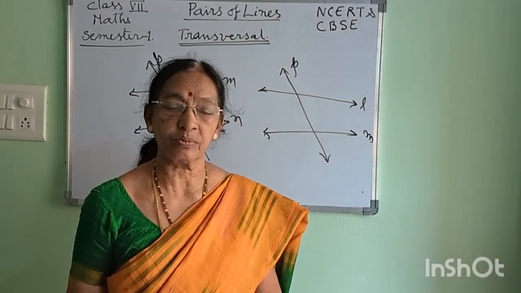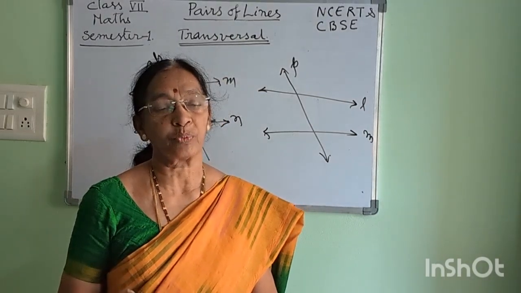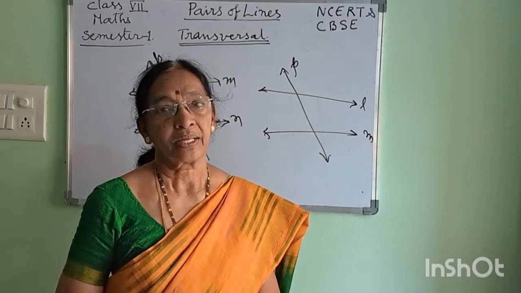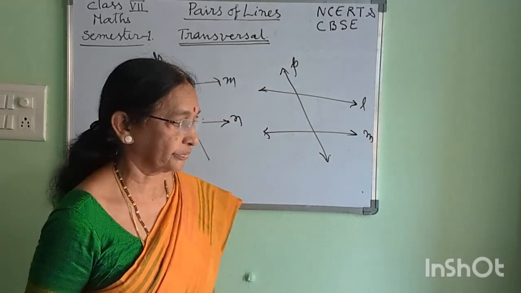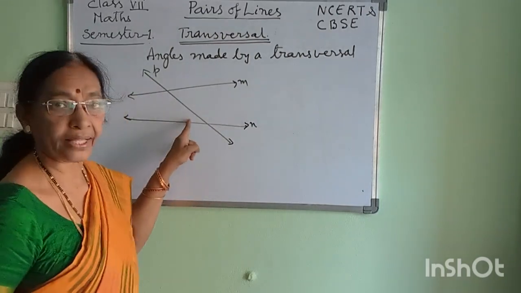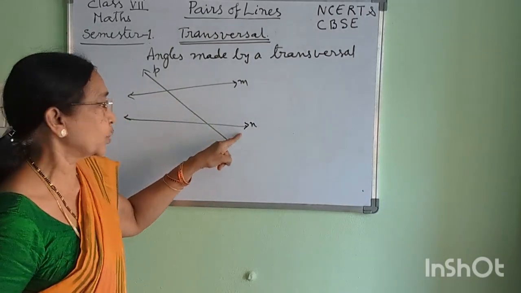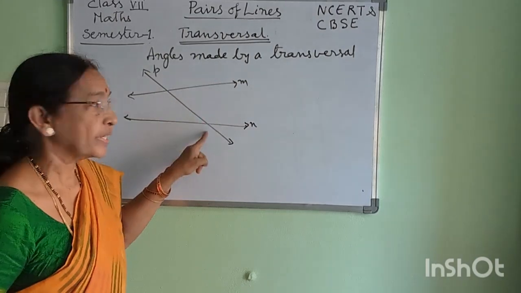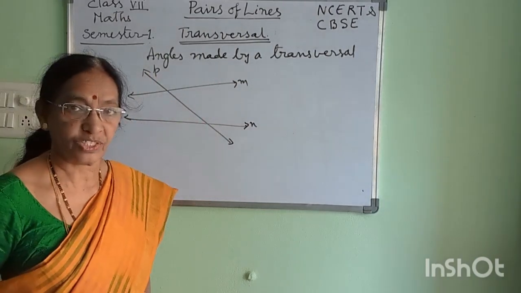A transversal is a line which intersects two or more lines at different points. Here M and N are two lines. P is another line which intersects the two lines at two distinct points. Therefore P is a transversal.